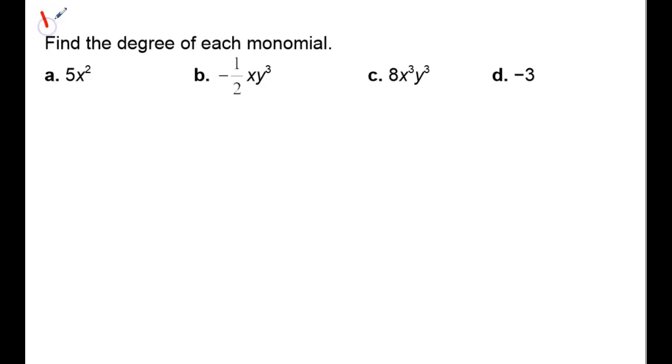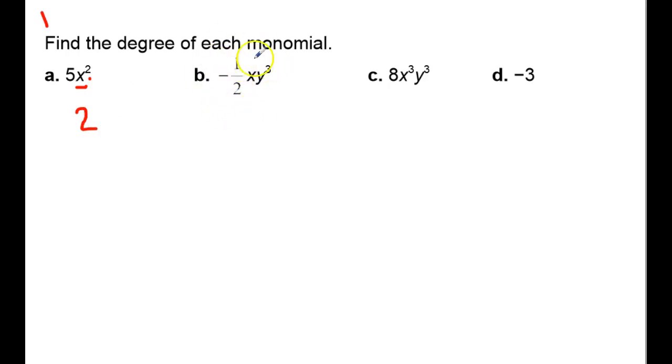So let's look at example number 1. So I'm supposed to find the degree of each monomial. So in part A, I see that I have one variable and it has one exponent. So my degree for this one would be 2. So let's look at part B.